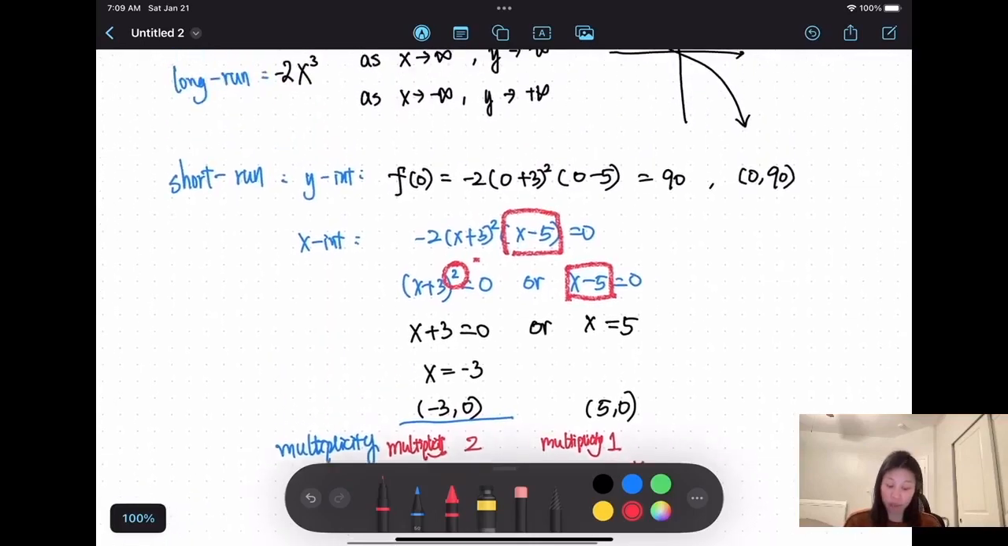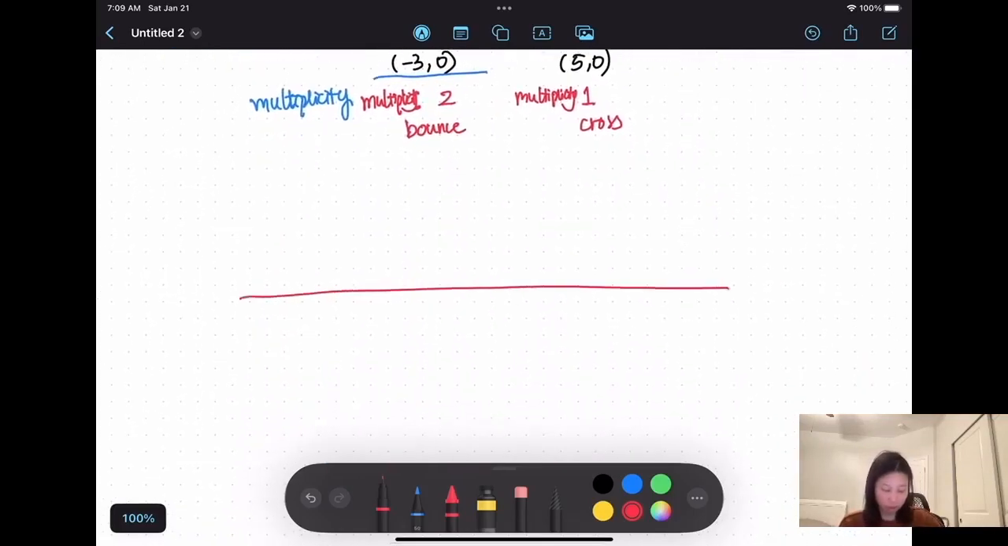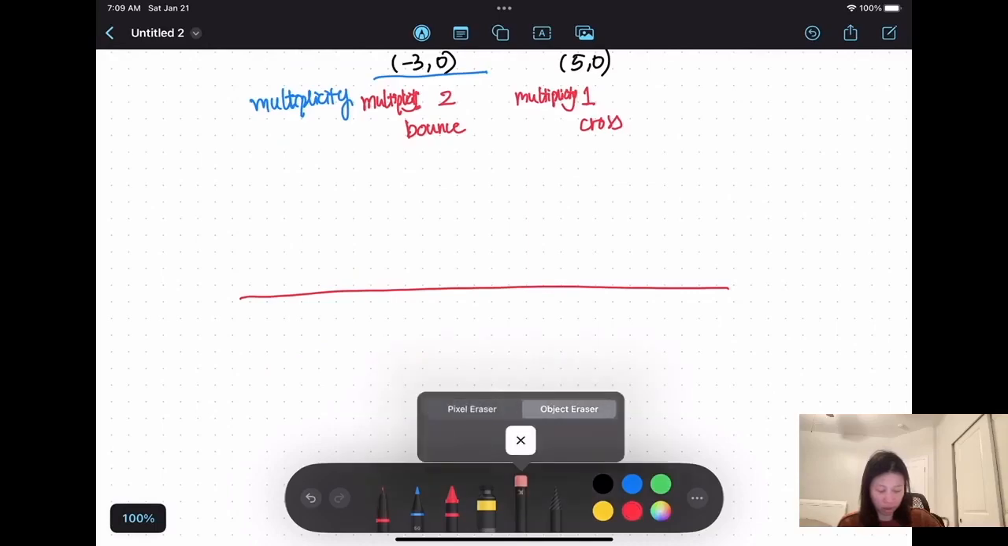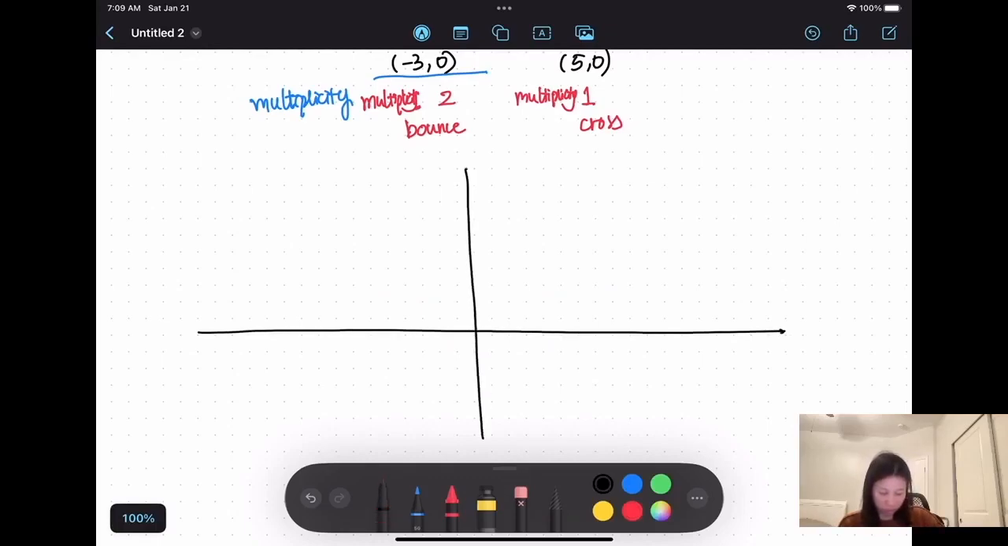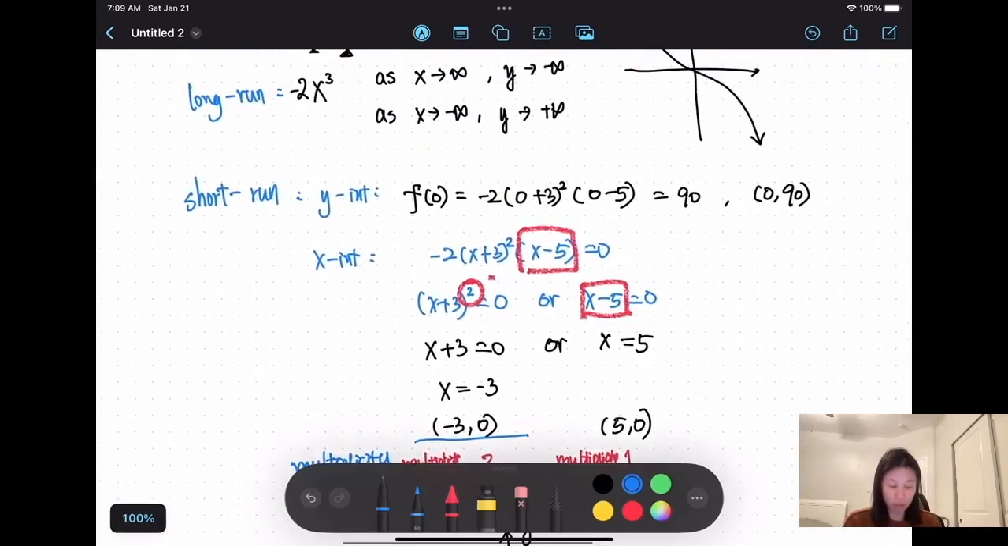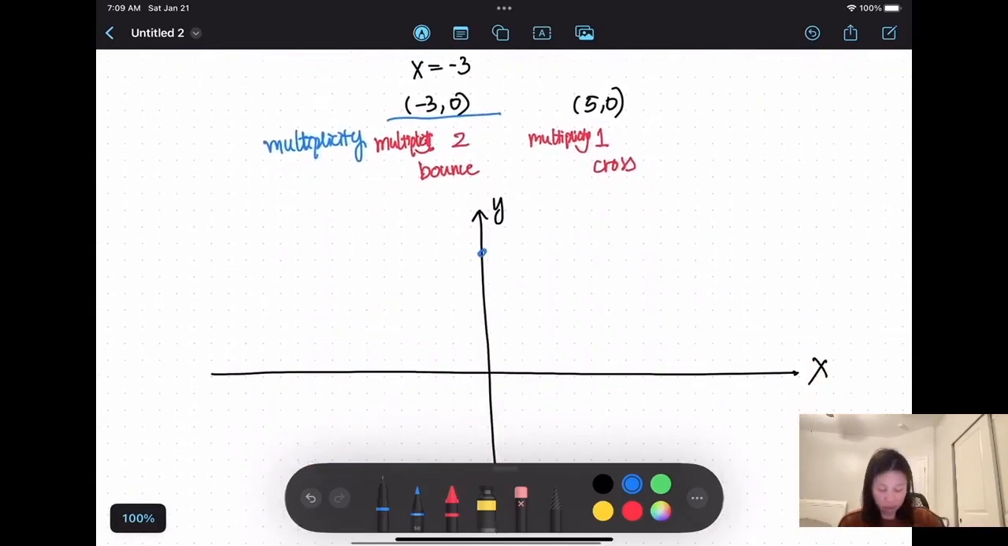Okay, so we have everything that we need. Now let's draw the graph. First thing, we label our intercepts. We have the y-intercept (0, 90). And then we also want the x-intercepts (5, 0) and (-3, 0). And we want to label everything that we know. I know that at this x-intercept the graph is going to cross, and at this x-intercept the graph is going to bounce.